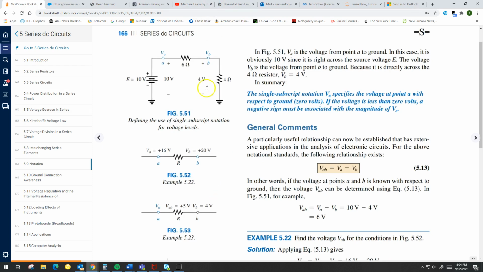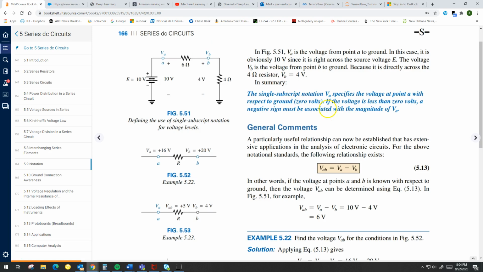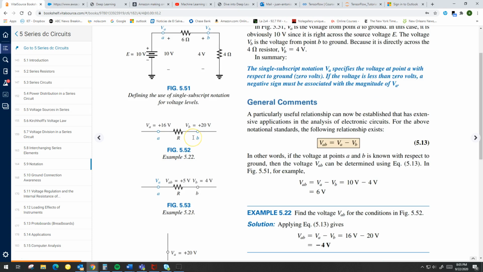So again, in this example, VB is 4 volts from B to ground. VA is 10 volts from A to ground. But notice that if I write VA, it's only using one subscript. So if I look at a voltage that only has one subscript, I have to understand that it's referring to ground. Okay? So the single subscript VA notation indicates the voltage at point A with respect to ground. If the voltage is less than 0 volts, then you have a negative voltage associated with it, just like the previous case.